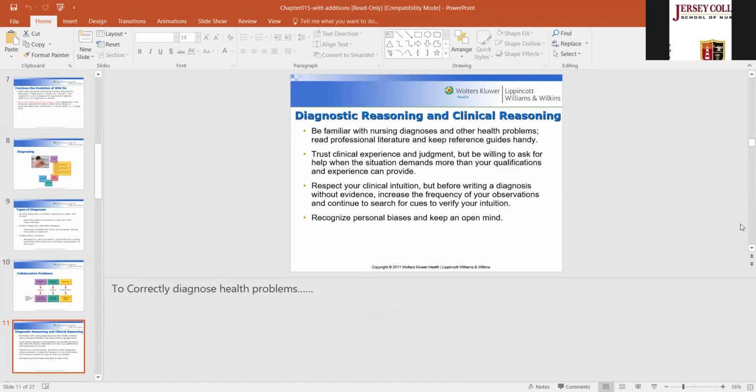Diagnostic reasoning and clinical reasoning. You have to be familiar with nursing diagnoses and other health problems. You have to read your professional literature, keep your references handy, trust your clinical experience and judgment, but ask for help, okay, if the situation arises.